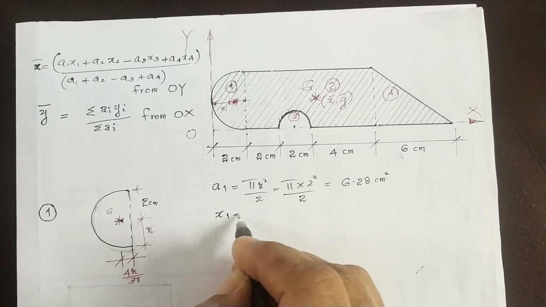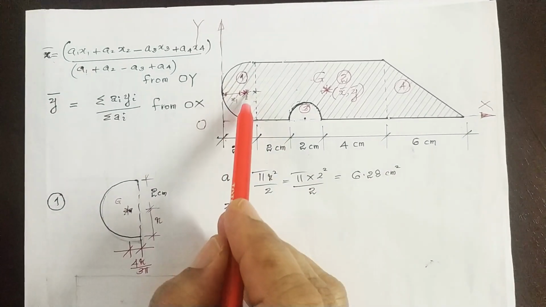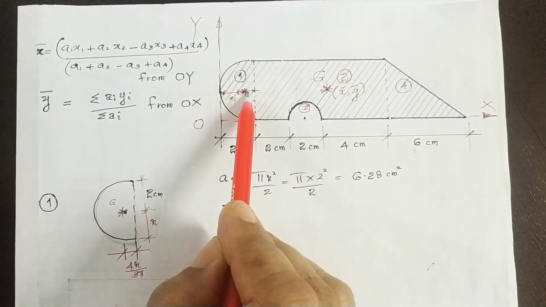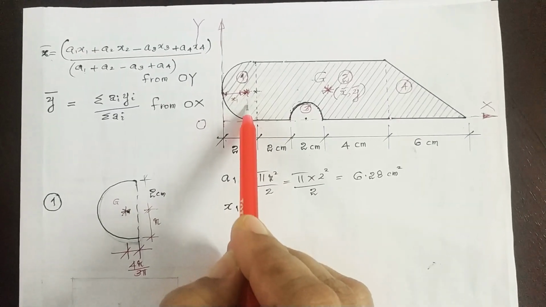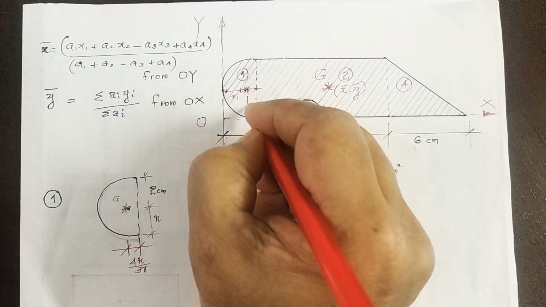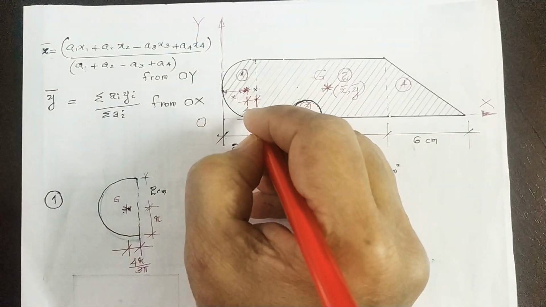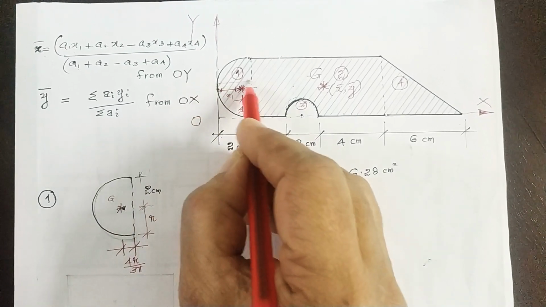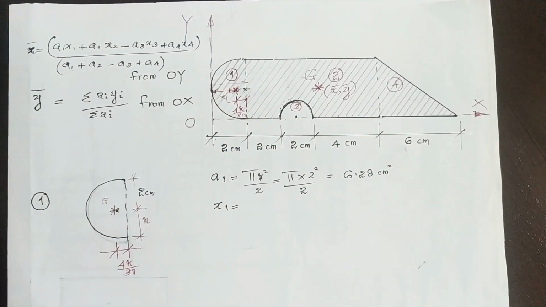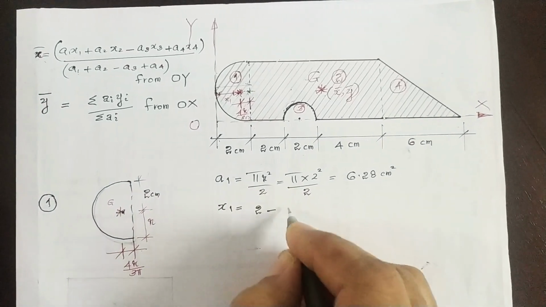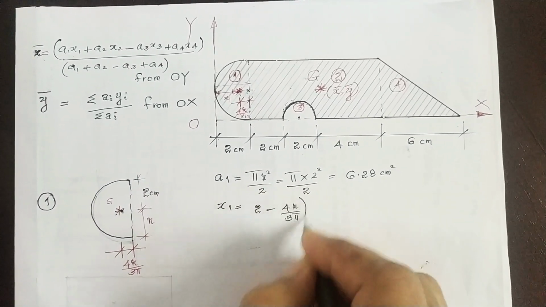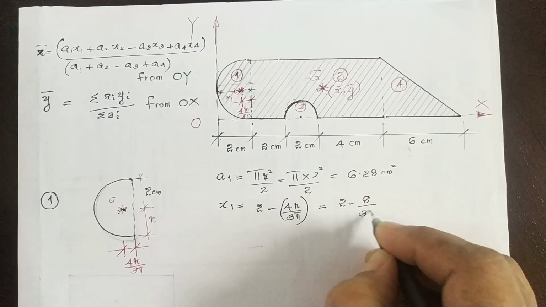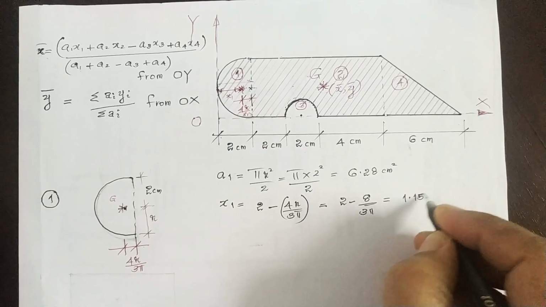Now the x1 distance is the distance of the centroid of this semicircle from our reference y-axis. How much is that distance? This distance is 4r by 3 pi. From here till here, it is 4r by 3 pi. Then what is the distance from here? It is r minus 4r by 3 pi. So x1 is 2 minus 4r by 3 pi, which is 2 minus 4 twos are 8, divided by 3 pi, which is equal to 1.15 centimeter.